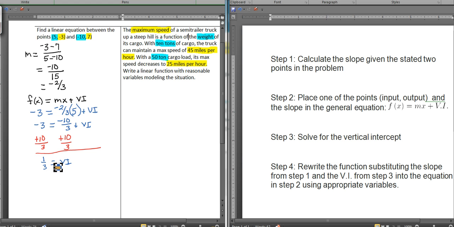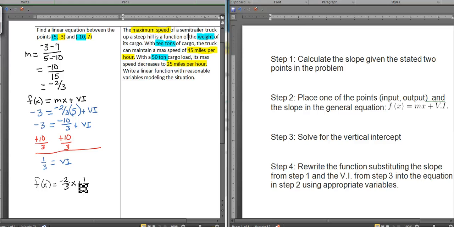So now that I know the vertical intercept and the slope, I can rewrite the function. Since this is just a general equation, or a general 2 points, not in context, I can use f of x. It is a function, it's a linear function. The slope is -2/3. The input variable is x, plus the vertical intercept, and we know what that is now. We know that that is 1/3. So that's our equation to the line that would pass through these 2 points.